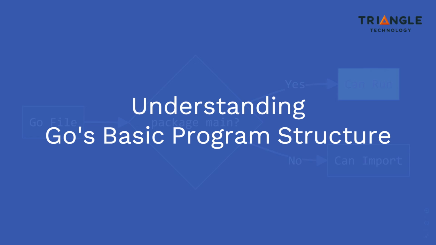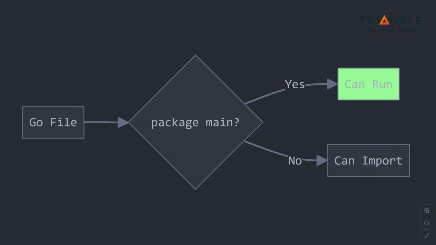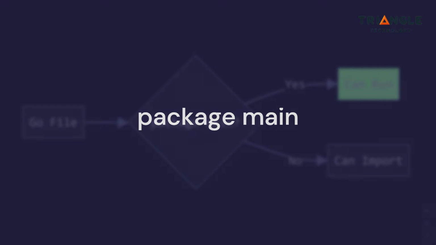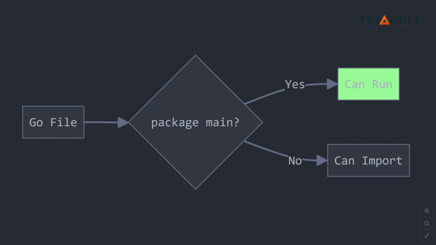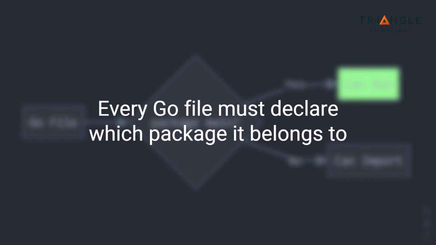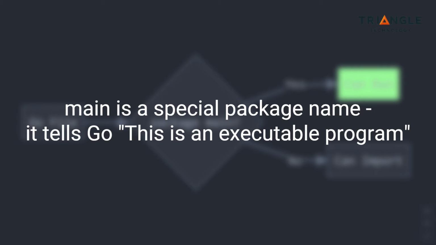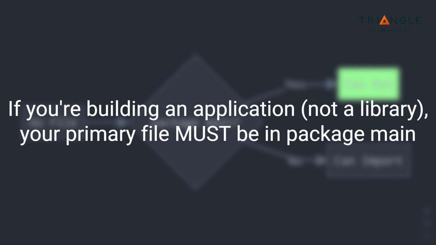Understanding Go's basic program structure. Hey there, let's dive deeper into these 3 fundamental lines of code that every Go program needs. Think of them as the blueprint for your program. Package main. Think of packages in Go like departments in a big company. Every Go file must declare which package it belongs to. Main is a special package name. It tells Go this is an executable program. If you're building an application, not a library, your primary file must be in package main.